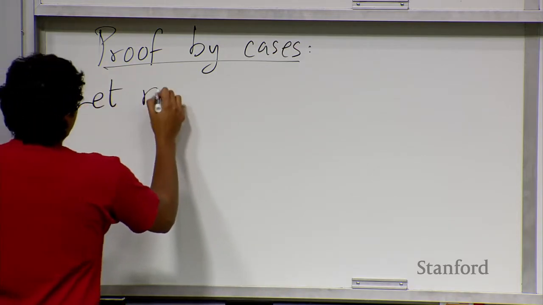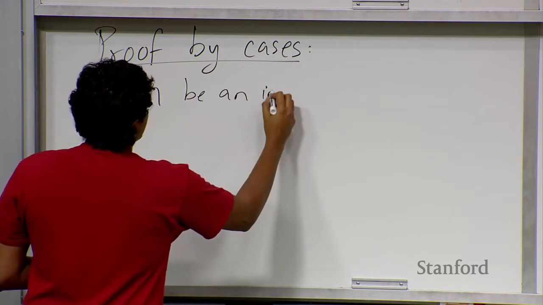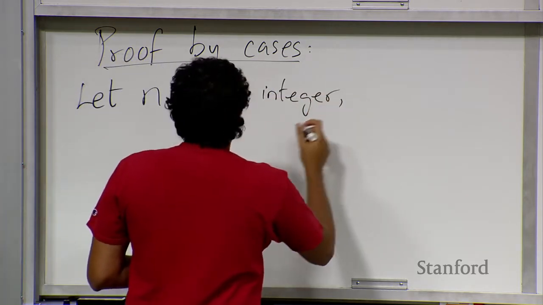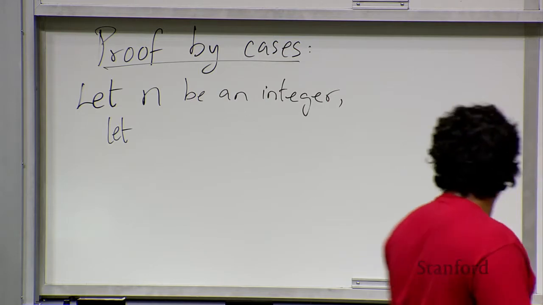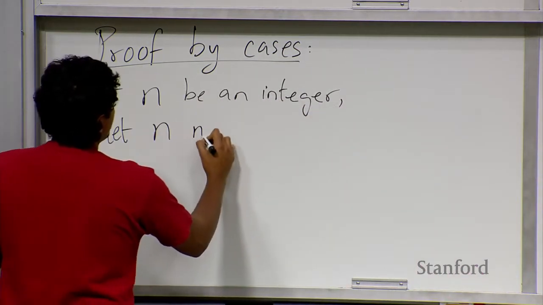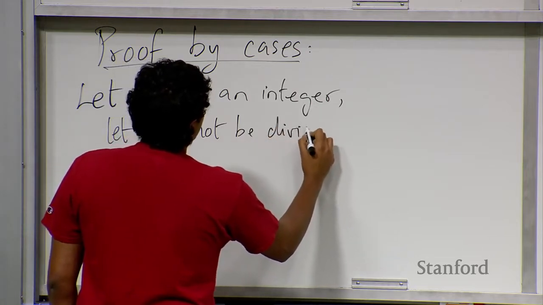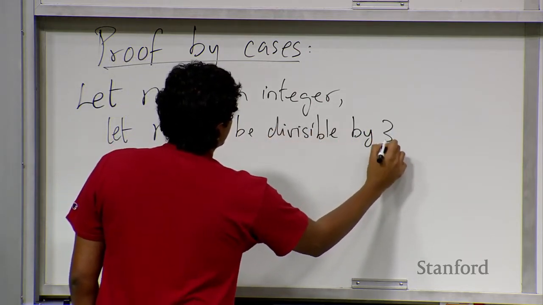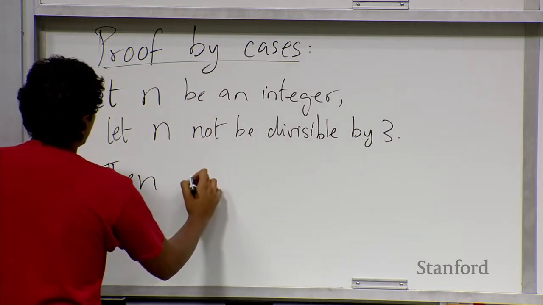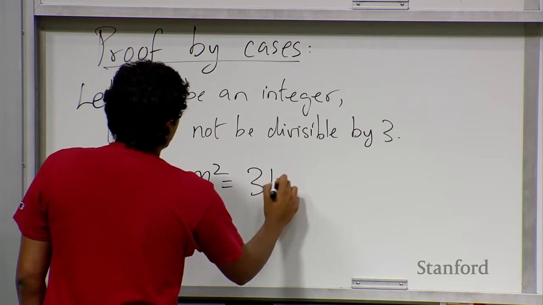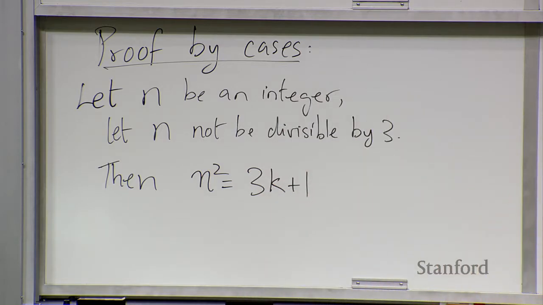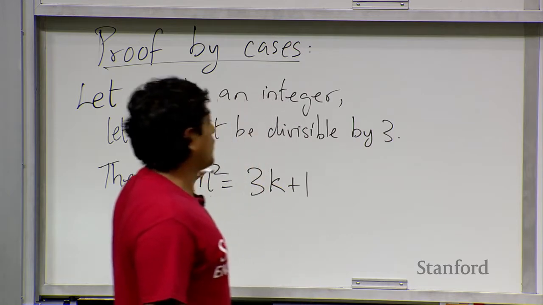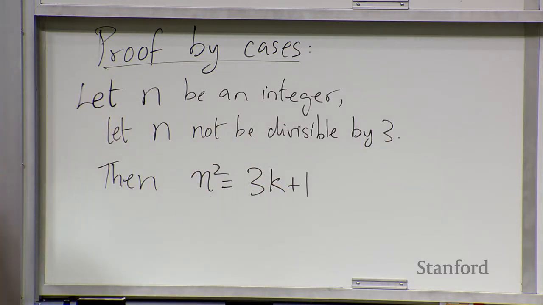Let n be an integer. Let n not be divisible by 3, then n squared is equal to 3k plus 1 for some k. So n squared is always of the form 3k plus 1 for some other integer k. Okay, so we are going to show this by writing out all the possible cases and proving it for each of those cases, and therefore showing that it's true across the board.